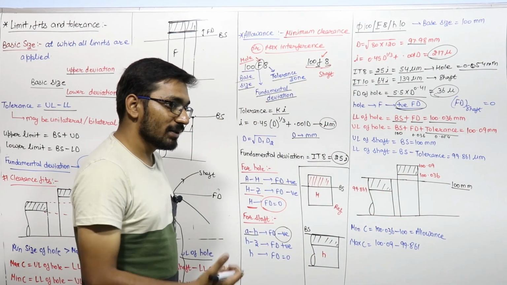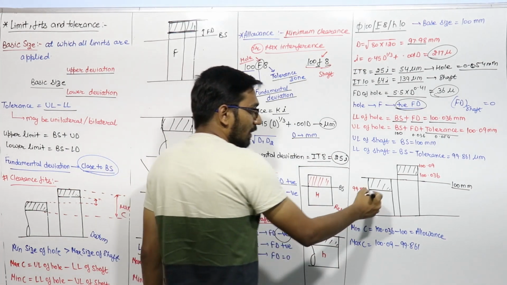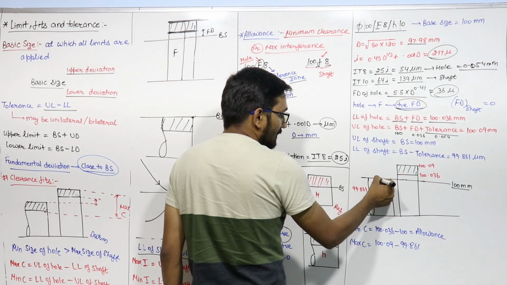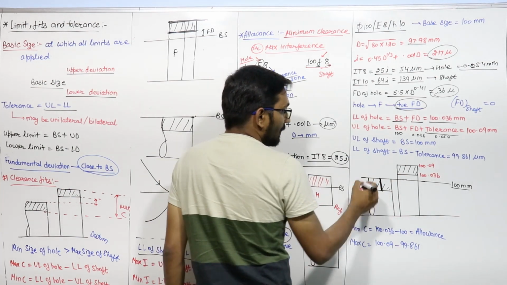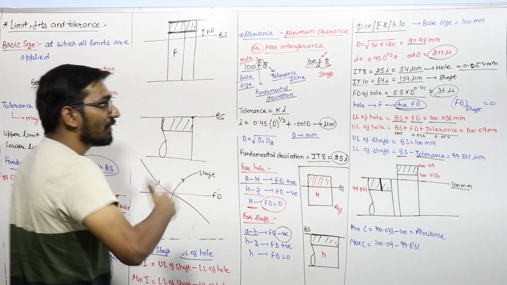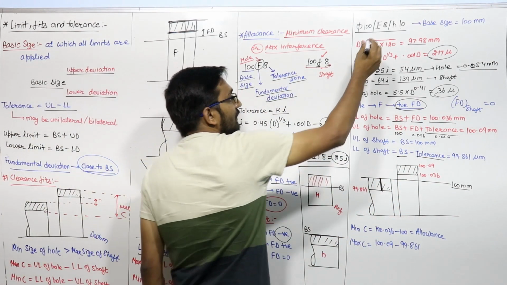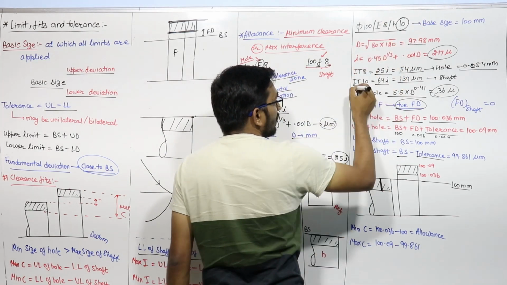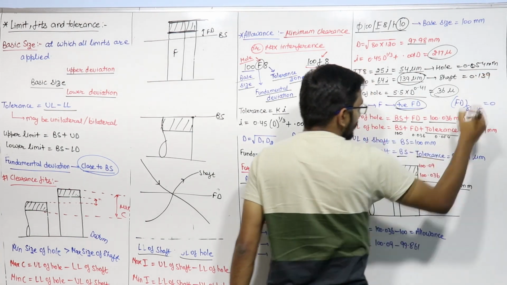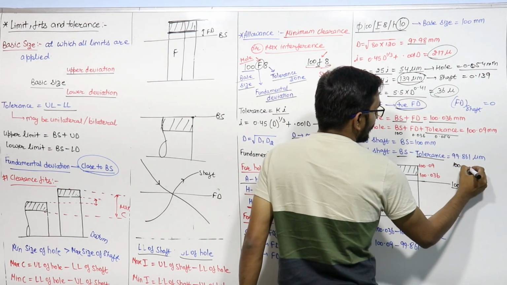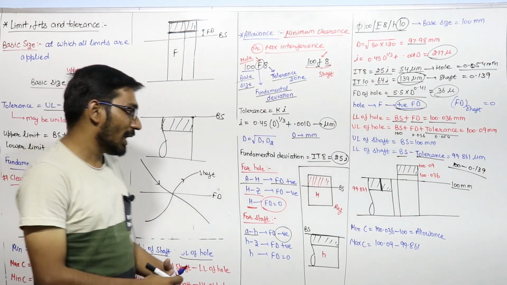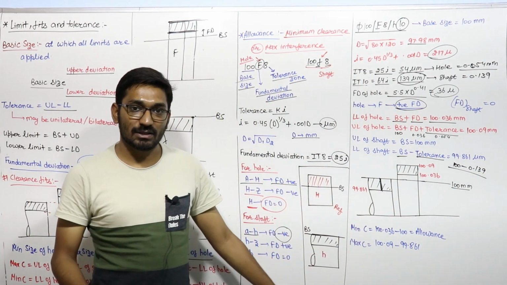What is the lower limit? How much will the lower limit be? Basic size minus tolerance. So this will be your basic size minus tolerance. Now coming to the shaft, the shaft is IT 10. For IT 10 it is 0.139. So this will be your 100 minus 0.139. It will come to 99.861.